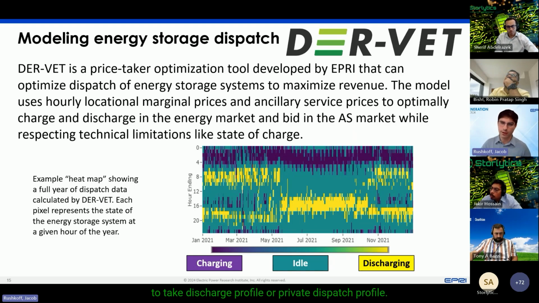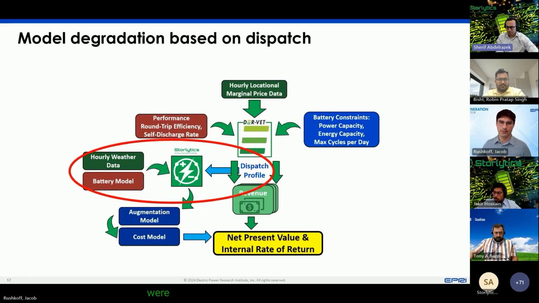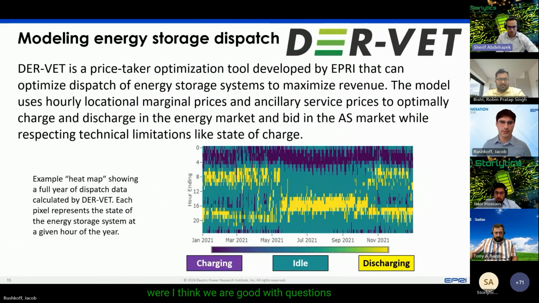The dispatch profile you see below does not include ancillary services, so you might expect a lot more variation, as opposed to just remaining at the maximum charging and maximum discharging capacities, in the case of ancillary service bidding. Questions? I think we are good with questions at this point.